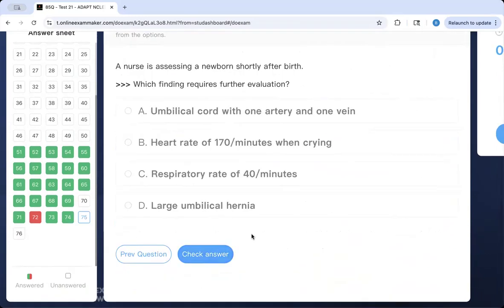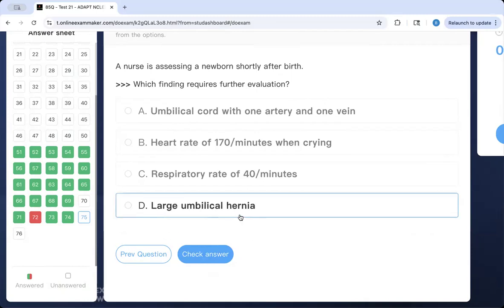And this is assessing a newborn shortly after birth. Which finding requires further evaluation? Umbilical cord with 1 artery and 1 vein. Heart rate of 170 when crying. Respiratory rate of 40 and a large umbilical hernia. Which one do you think? It's a newborn question. Which one requires further evaluation?